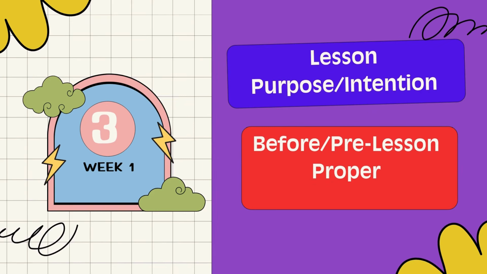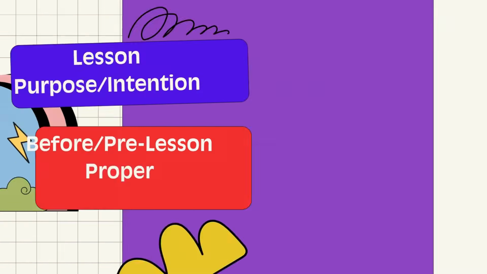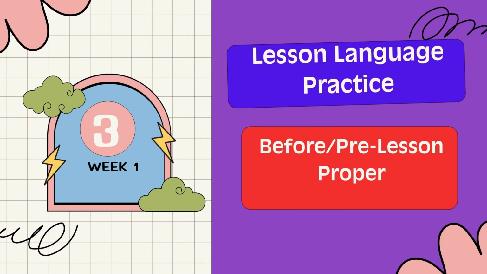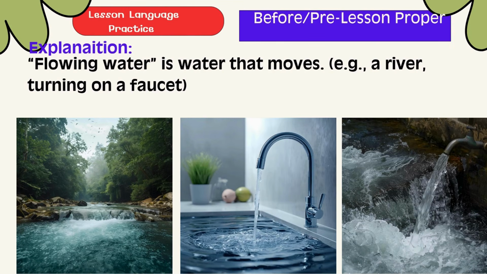Lesson Purpose Intention. For today's lesson, you will describe how water can make objects move. Lesson Language Practice. Flowing water is water that moves. Example, a river, or turning on a faucet.